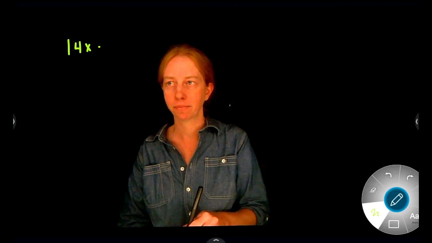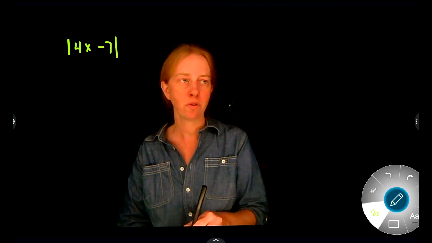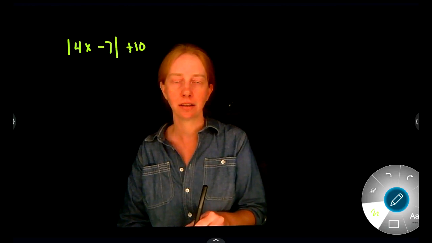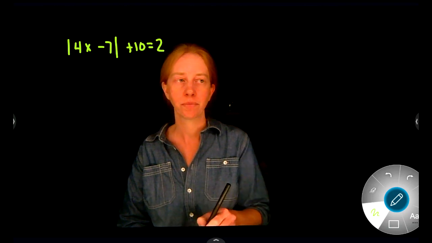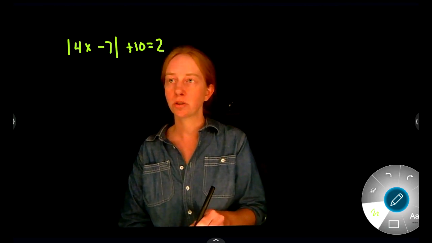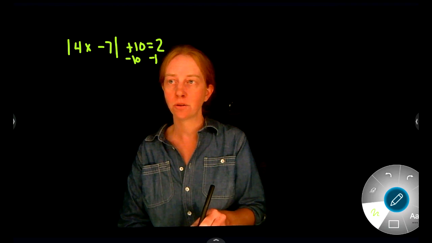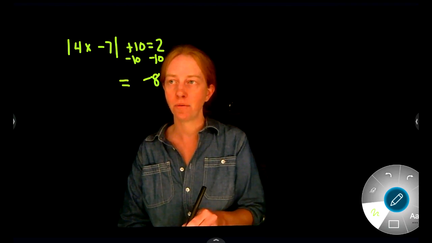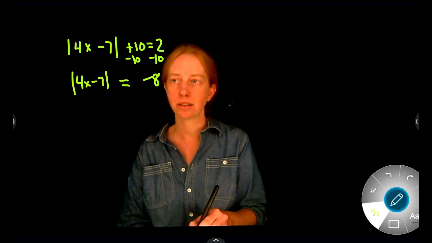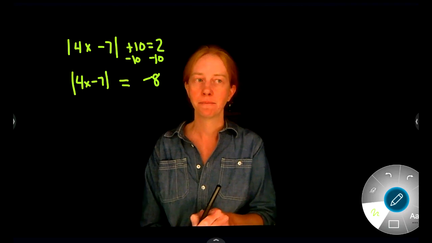We have 4x plus, oh, that was supposed to be a minus, 4x minus 7. That's all in the absolute value bars, plus 10 equals 2. All right, so again, we're going to solve for that absolute value so that it's on the side by itself. So we have 4x minus 7 in those absolute value bars equals negative 8.